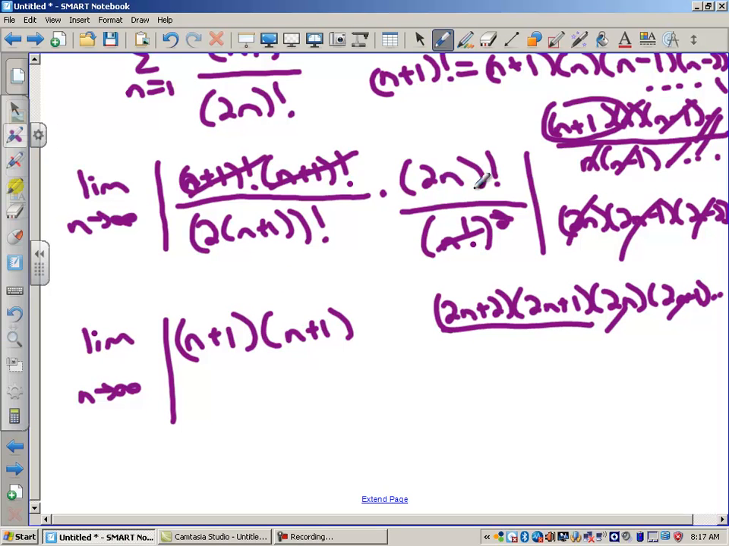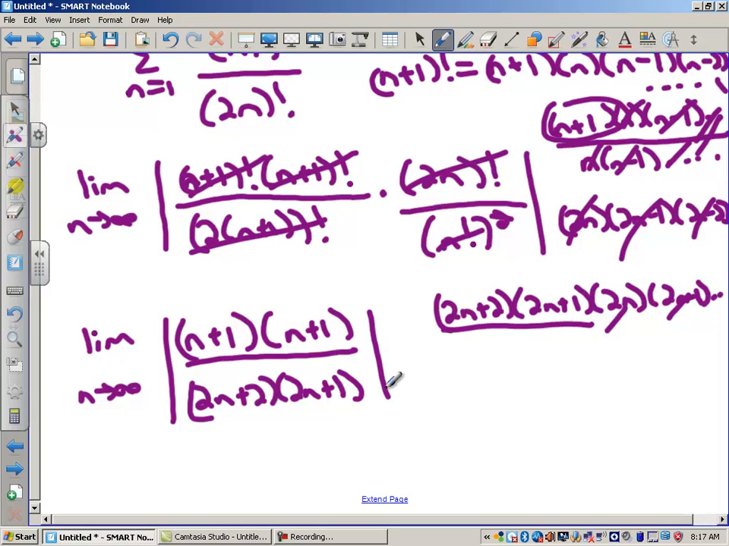So if I'm simplifying (2n)! over (2n+2)!, I am going to get simply (2n+2) and (2n+1), but once I get down to 2n, it cancels all of those. So this is the limit that I want to compute.